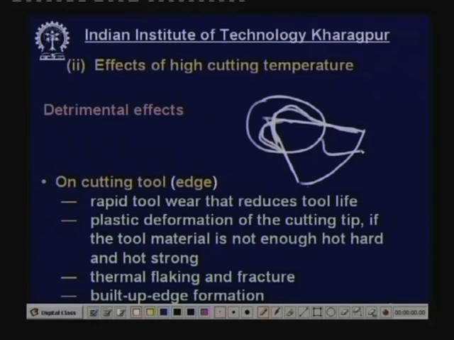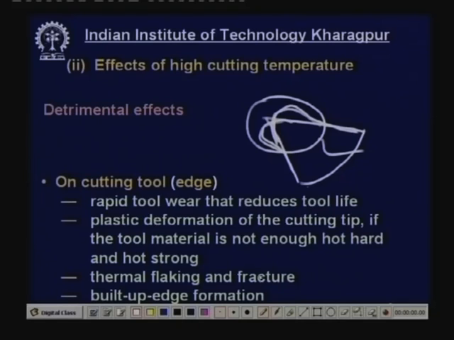Especially if the tool material is not hot hard and hot strong. What is hot hard? A material may remain hard and strong at ambient temperature, but it has to hold its strength and hardness even at high elevated cutting temperature. That is called hot hard and hot strong. The material of the cutting tool should be like that.